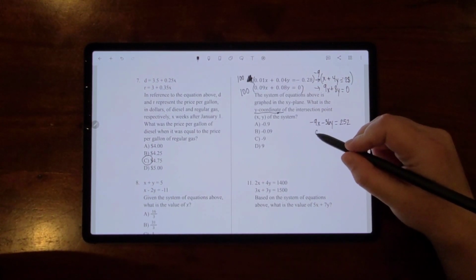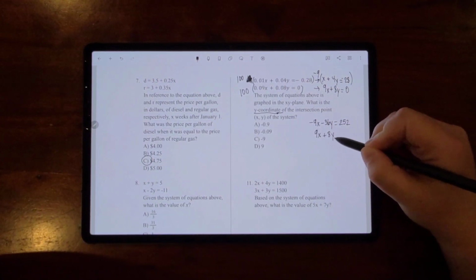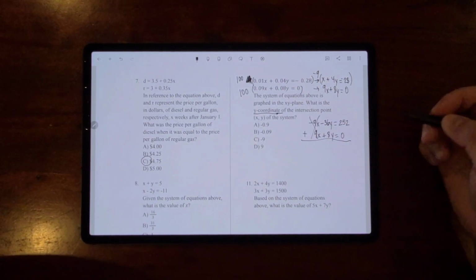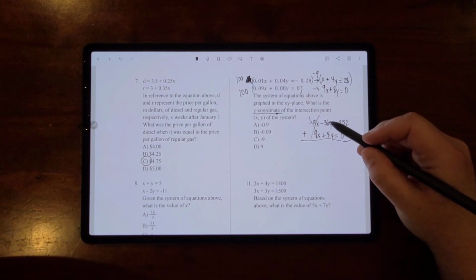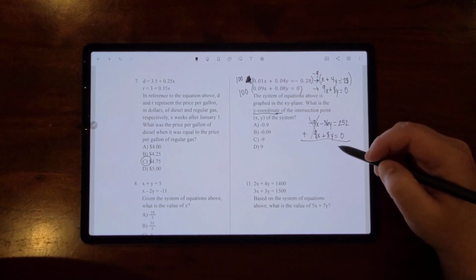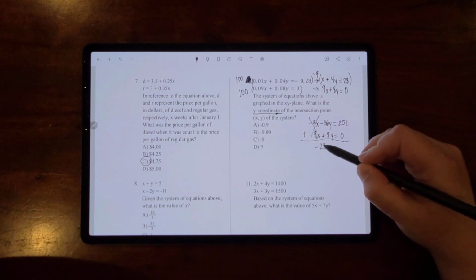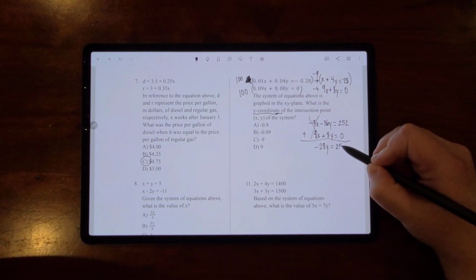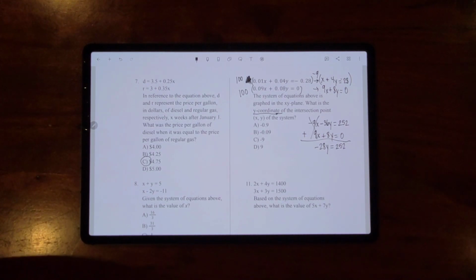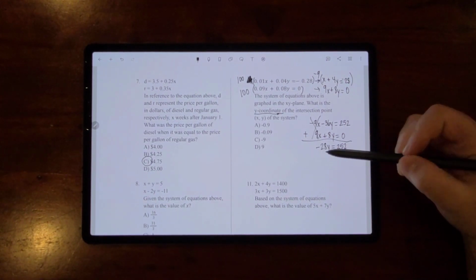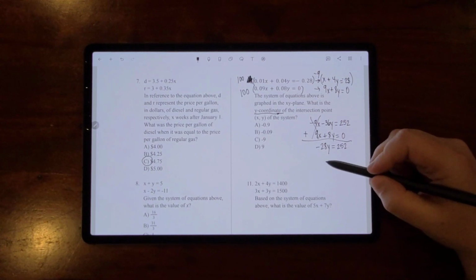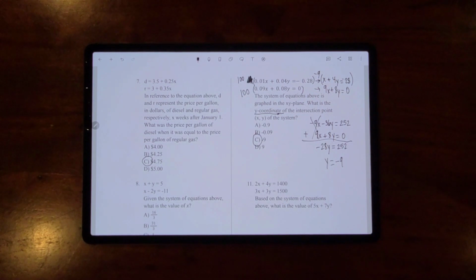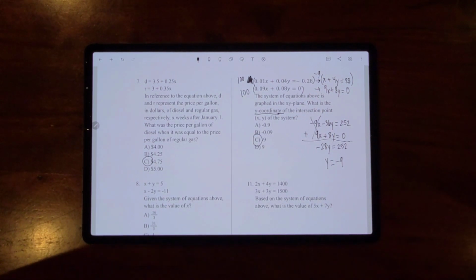Then I'm going to copy down the other equation, and then add these together. So these cancel out, and now I have negative 36y plus 8y, which is negative 28y, is equal to 252, because 252 plus 0 is just 252. Then I divide by negative 28 on each side. So when I do that, I get y is equal to negative 9. So the answer should be C, negative 9. Sorry about that little mix up.